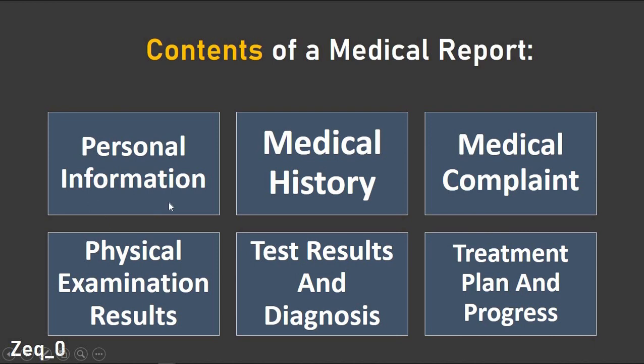First of all, personal information talks about the patient, who he is, and what is his date of birth, etc. Medical history, medical complaint, which is the reason why he is visiting the hospital. A physical examination result. We'll know what physical examination is. Test results and diagnosis. Treatment plan and progress.